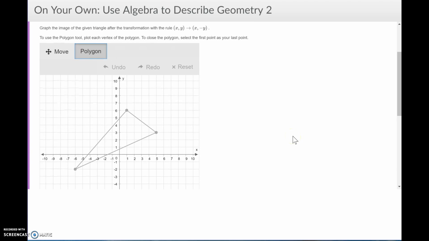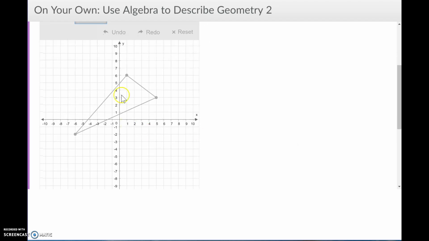All right. The rule given is x stays the same and y does the opposite. So our first one is at 1, 6. So x stays the same, so it stays at 1, but y goes to negative 6. Here, x remains the same, but y is 3, so now y will be negative 3. Here, x is negative 6, it stays the same. Y is negative 2, that will become positive 2.